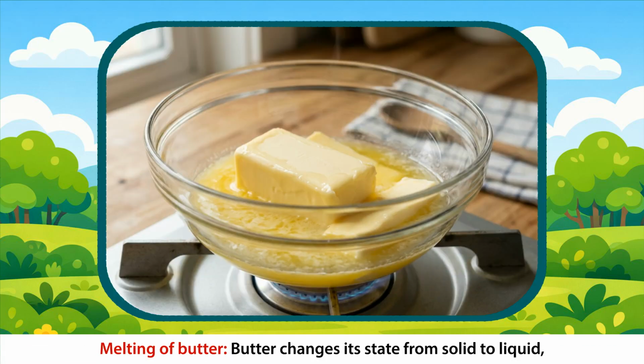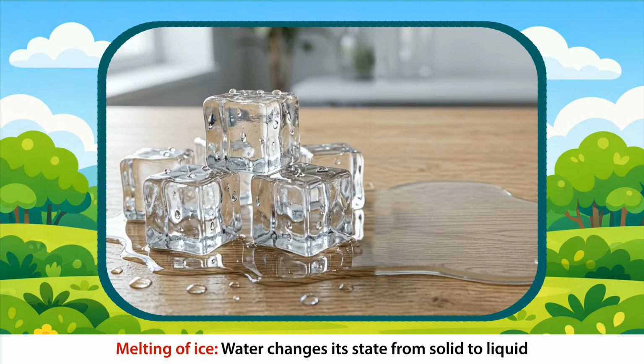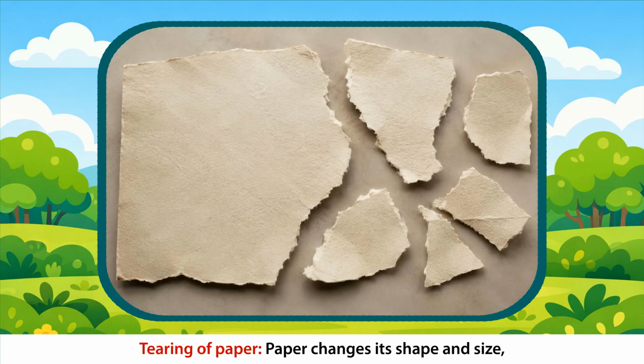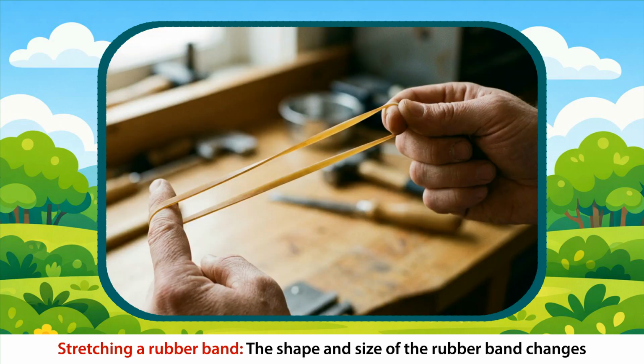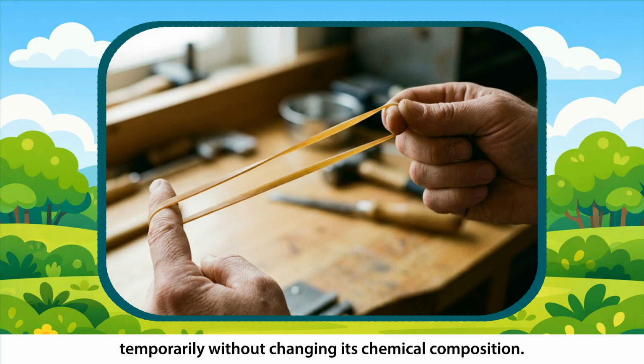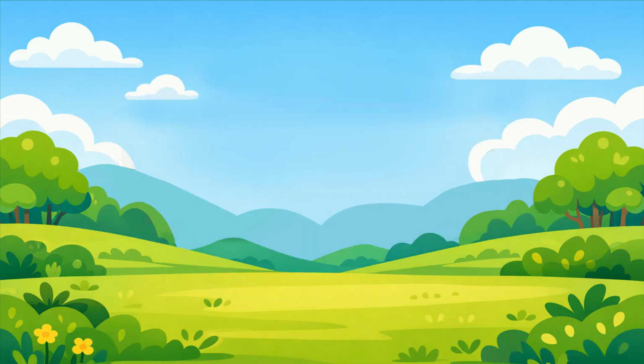Examples: melting of butter. Butter changes its state from solid to liquid, but its chemical composition remains the same. Melting of ice. Water changes its state from solid to liquid, but can be reversed back by cooling. Tearing of paper. Paper changes its shape and size, but it still remains paper, that is, its chemical composition remains the same. Stretching a rubber band. The shape and size of the rubber band changes temporarily without changing its chemical composition. Breaking of glass. The glass breaks into pieces, but its material remains the same.